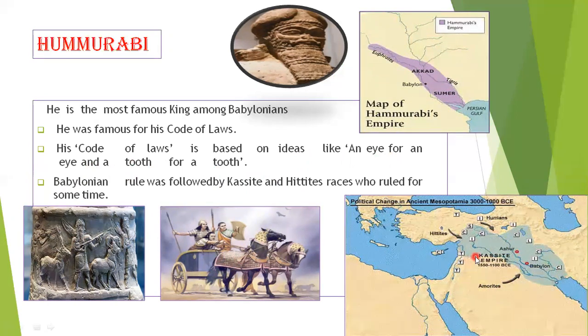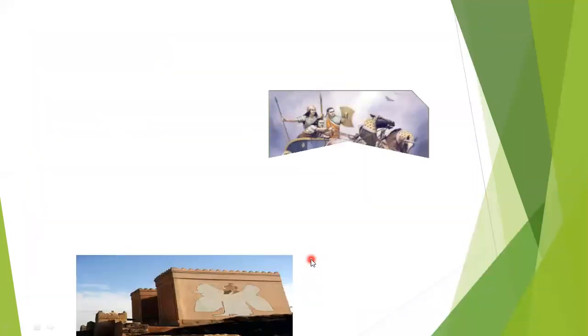See children, this is known as the Mesopotamian civilization map. Here is Hammurabi. See, the Hittites and Kassites ruled here, not for too long, for some years after Hammurabi in this Mesopotamian civilization. See, this is the map: the Euphrates River, the Tigris River. Here the Babylonians will come, the Sumerians and Akkadians. So this is the map of Hammurabi's time.